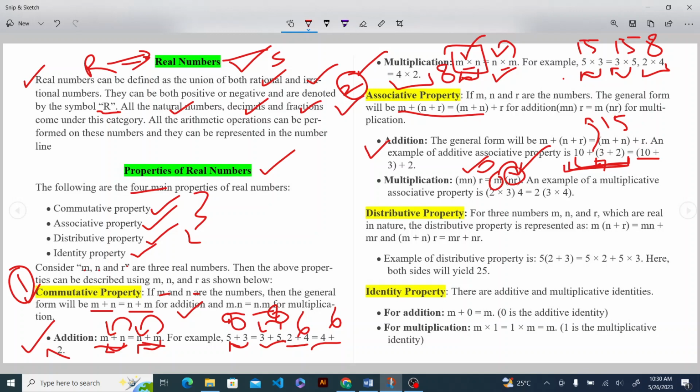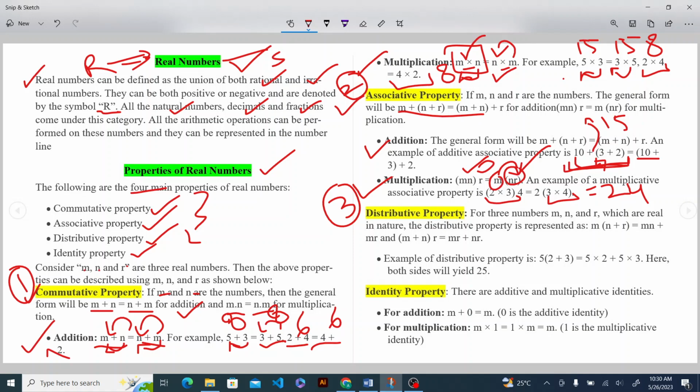The example is here. You are multiplying 2 and 3, that will produce 6. 2 3s are 6, and then 6 4s are 24. And on the right side, 3 4s are 12, and 12 into 2 is 24. So they both are producing the same product, that is 24. So this was the associative property for multiplication of real numbers. Let's move towards the third property of real numbers, that is the distributive property.